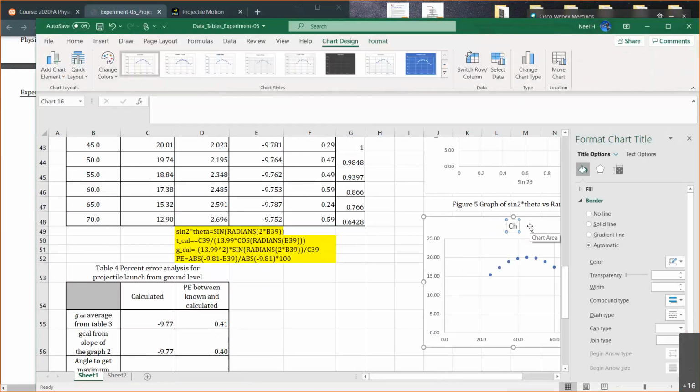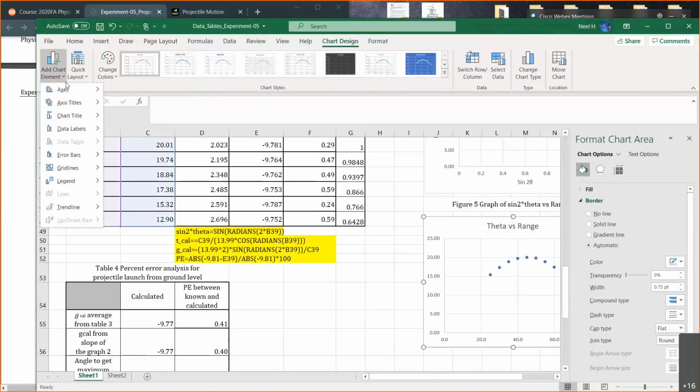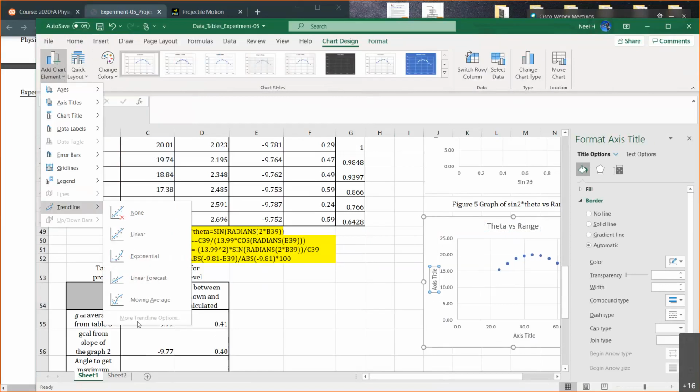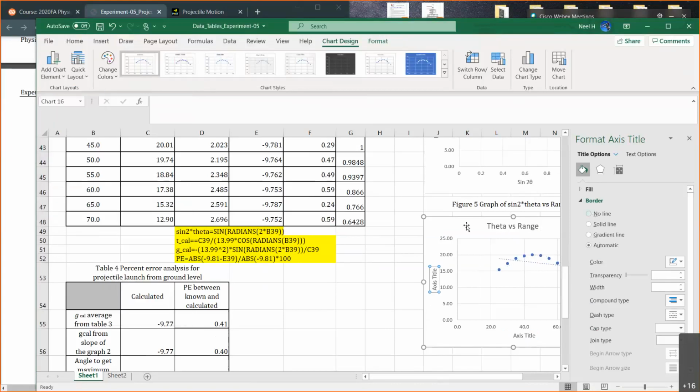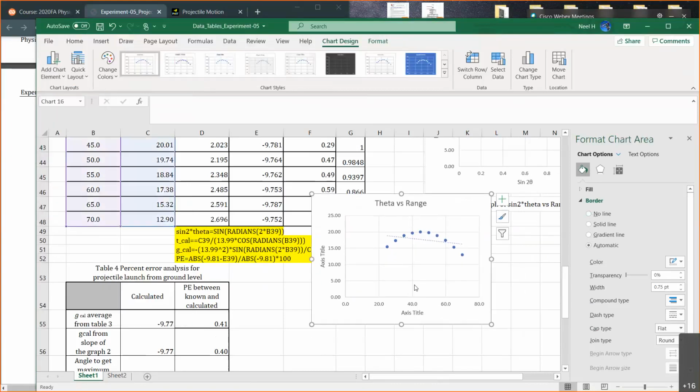Let's rename this title. This is going to be now what angle, or you can say theta versus range. And I need chart elements, left hand side to very top, axis title, horizontal axis title, vertical, and then trend line. You have to go more option. If the more option is not visible, that's okay. Just click anything, okay? It doesn't matter. Click on the linear. I can actually change that later, okay? Let's leave it there.